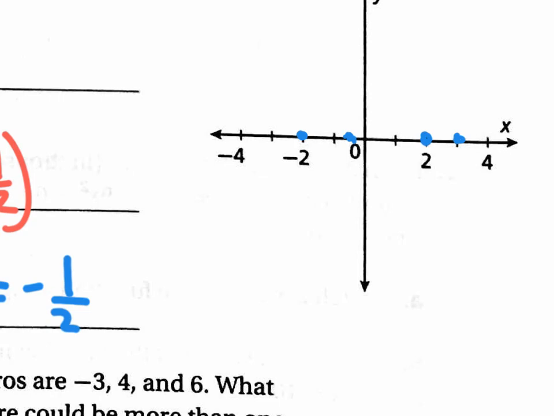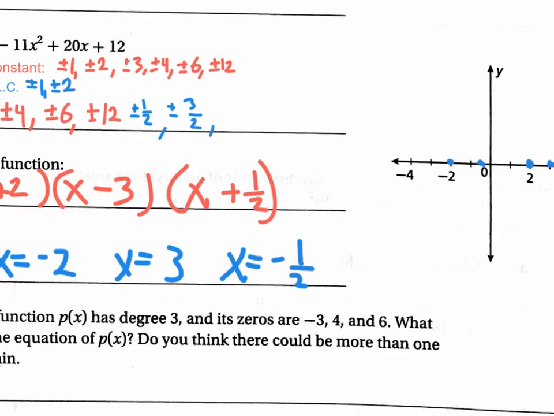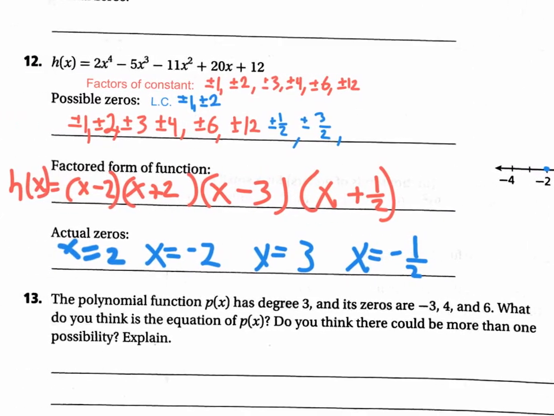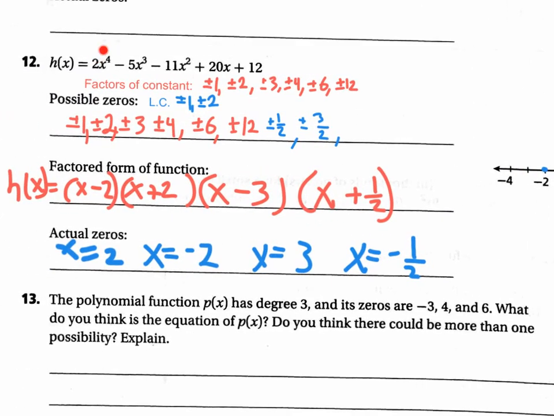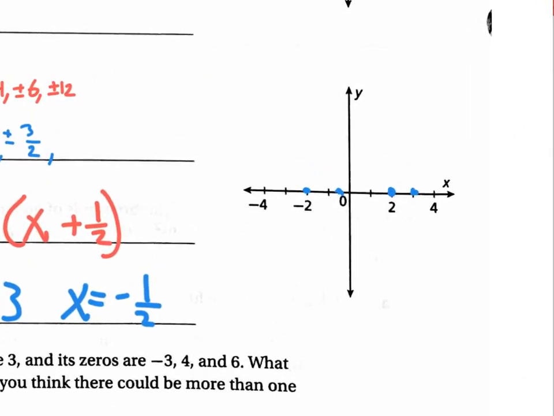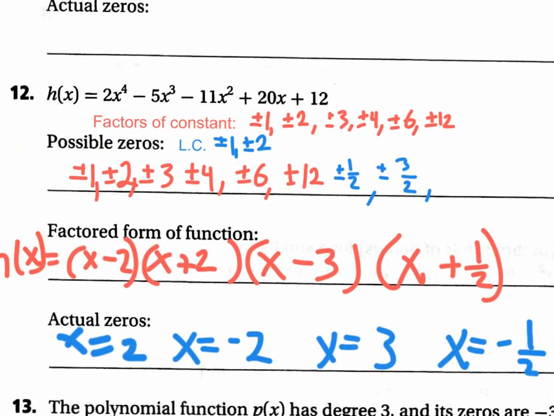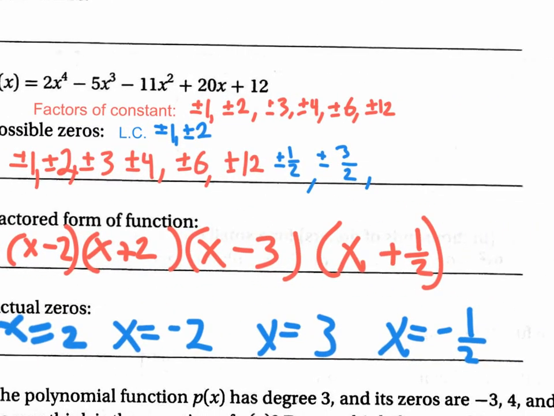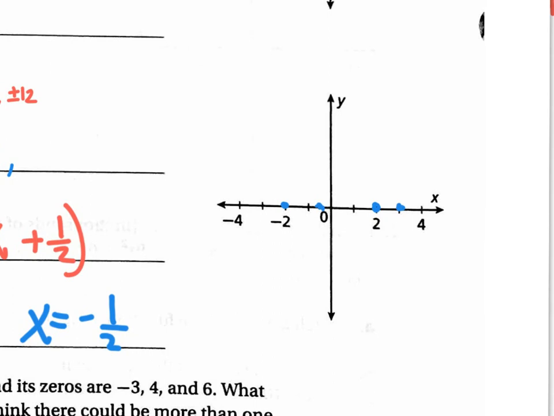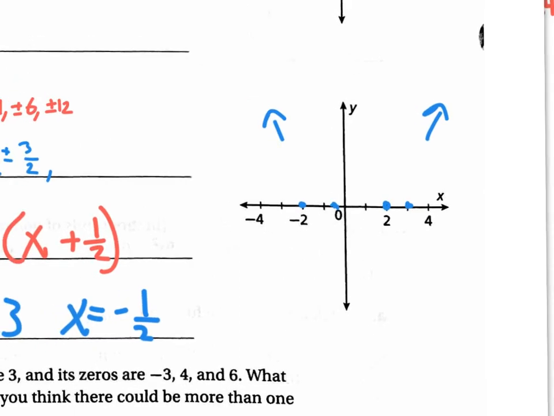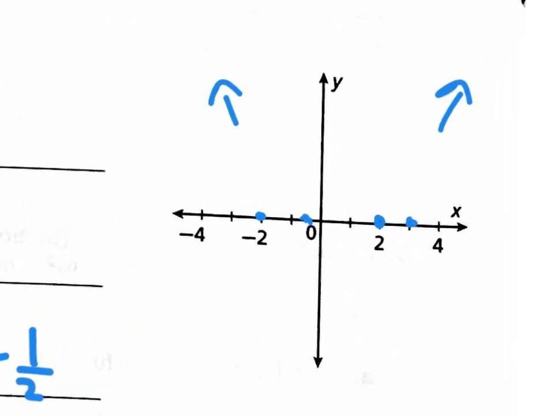So let's go back to the problem here. What's the degree of this problem? The degree is 4. The highest exponent is 4. Okay, so we go back over here, and we know that the a value is positive. If you look at the a value, it's positive 2, so it is going to behave like a parabola. It opens up. So you're going to have an arrow up here, and you're also going to have an arrow up here.